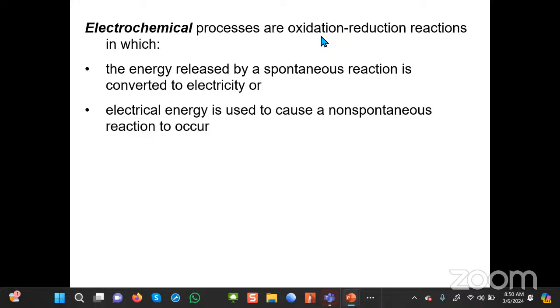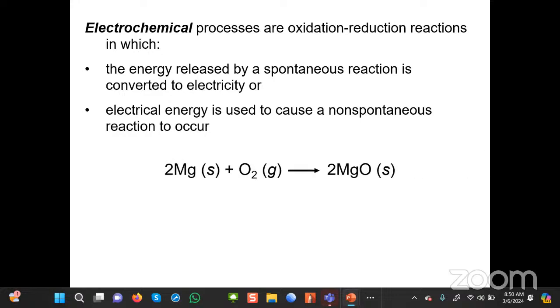So basically, there are 2 types of electrochemical processes. You have one type where the reaction takes place spontaneously, and that generates an electric current. And then you have another type of electrochemical process where you use an electric current to drive a non-spontaneous process, or a non-spontaneous reaction. So those are 2 types of electrochemical processes that we'll be looking at in this particular chapter.